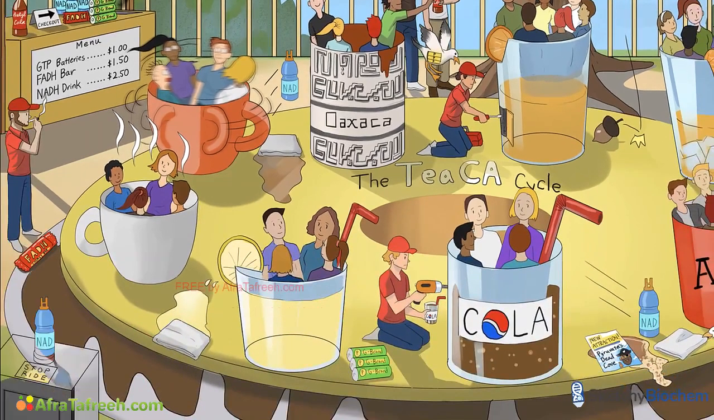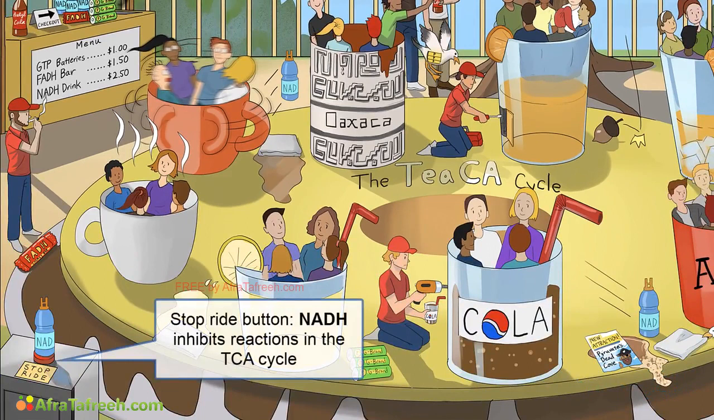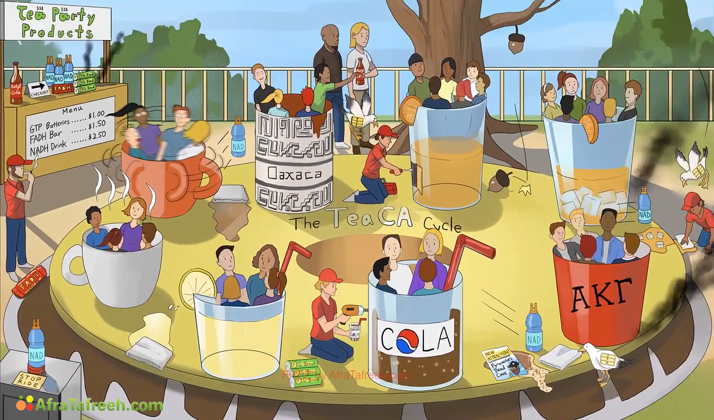We'll conclude this sketch with our patented stop-ride switch. You'll see a big bottle of NADH pushing that big red stop button. As we briefly mentioned earlier, high NADH to NAD+ ratios slow down the TCA cycle. Just like ATP, when NADH levels are high, there's a lot of energy inside cells, so we can slow down energy production by slowing down the TCA cycle. I hope that didn't make your head spin.